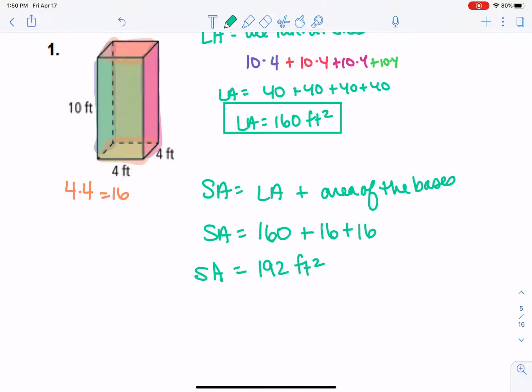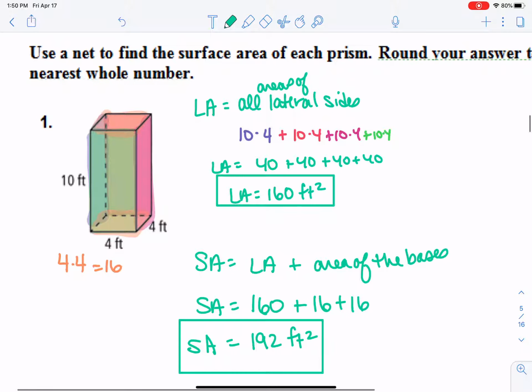I did that in my head. I'm just going to double check in my calculator. Yep, 192. So that is how you find the surface area of a prism.